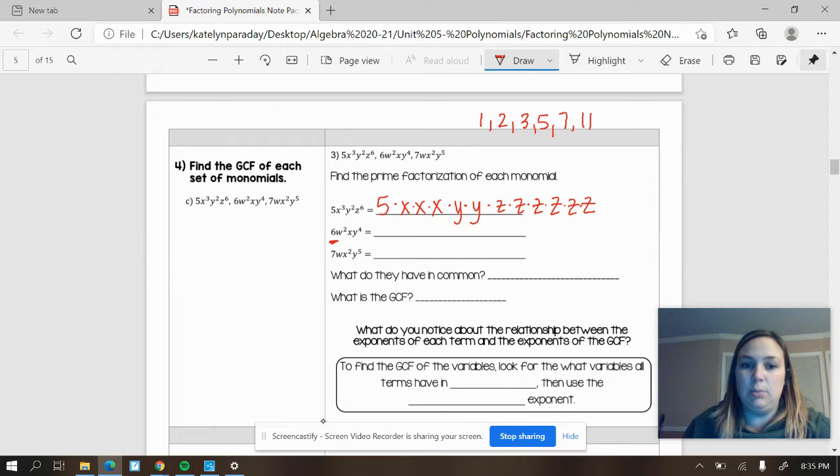Now 6 I could break down: 2 times 3, right? Those are both my prime numbers. Times w times x times, and then 4 y's. You guys see where I'm getting those numbers of how many times I need to write it out? It's in that exponent. 7 is a prime number, w, x times x, 5 y's this time.